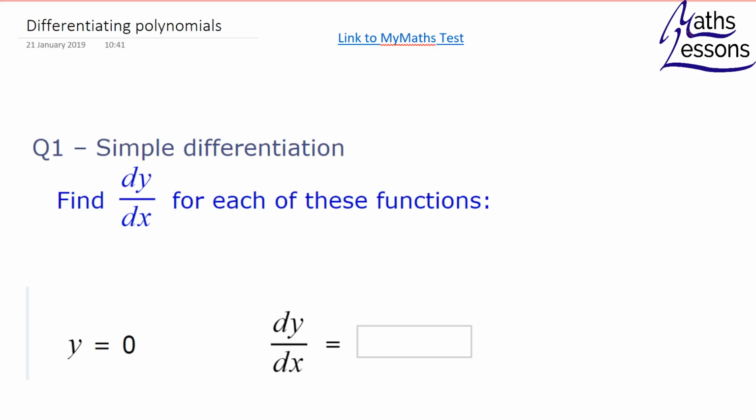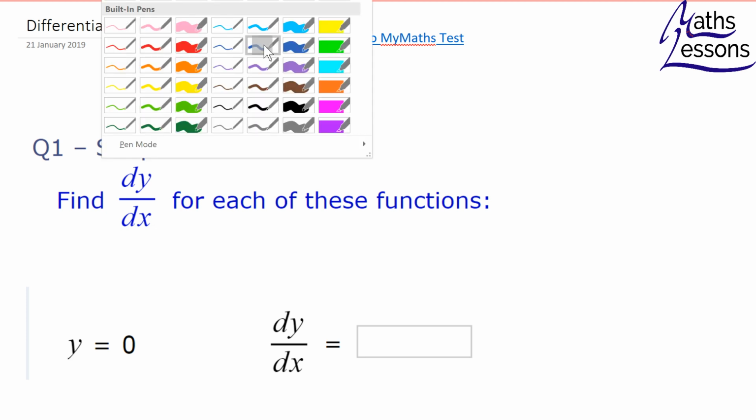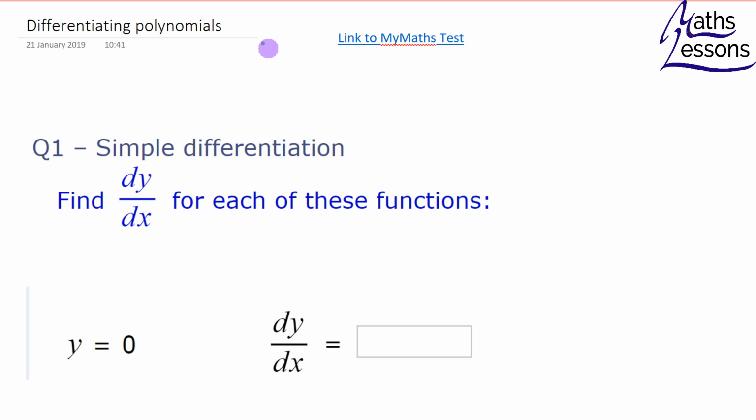Right, in this video we are going to be looking at differentiating some polynomials. Sorry, I'm just going to get myself a decent pen for this. So we're going to be looking at differentiating different polynomials.